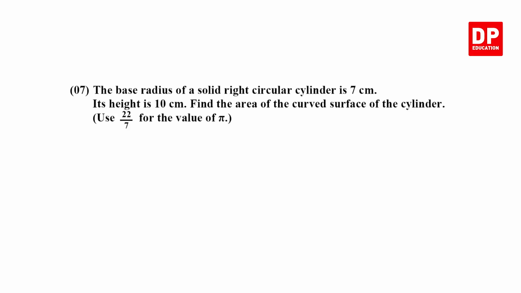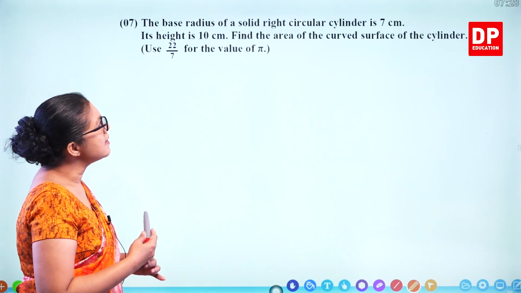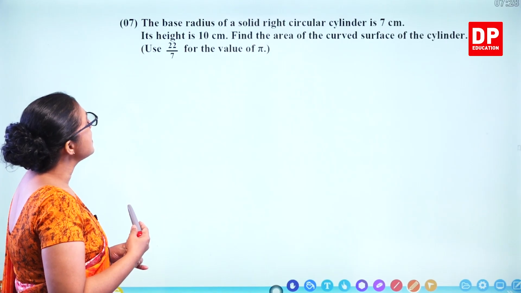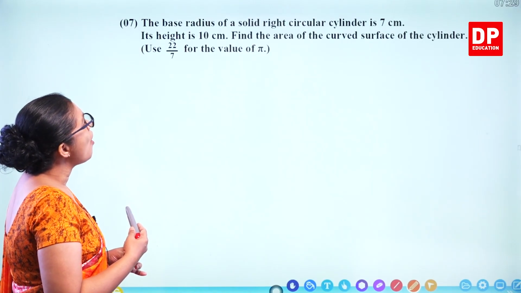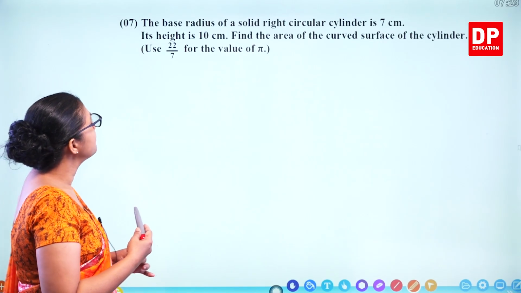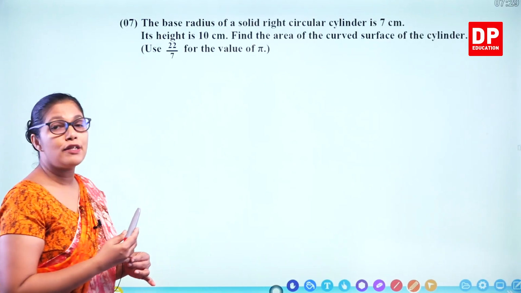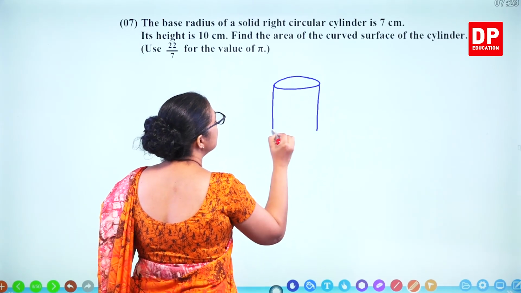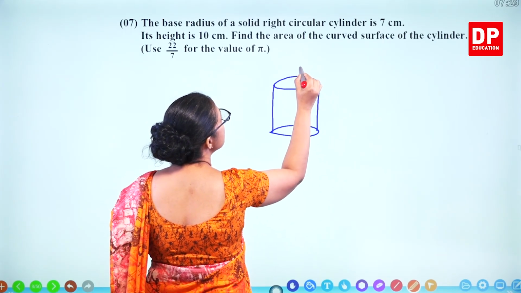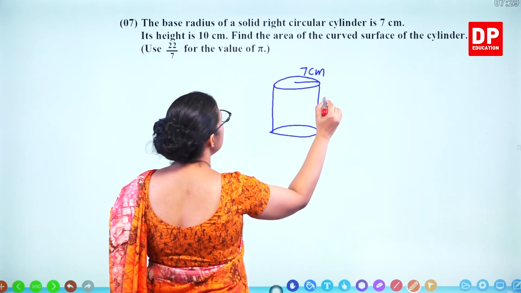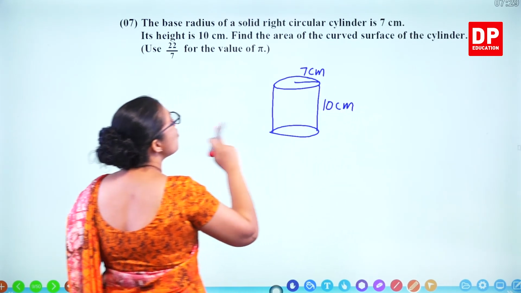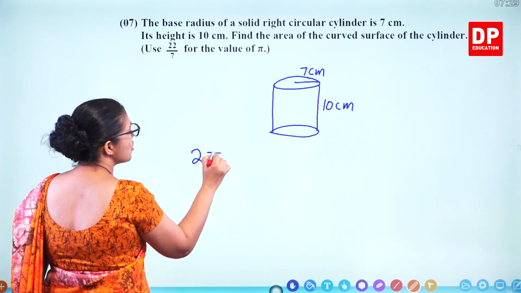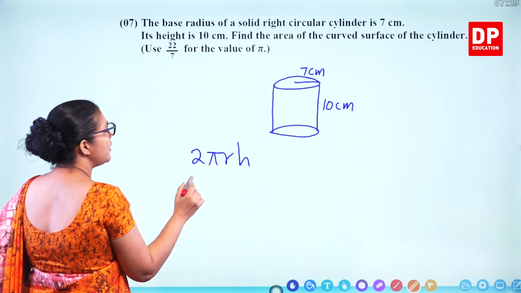Question number 7. The base radius of a solid right circular cylinder is 7 centimeters. Its height is 10 centimeters. Find the area of the curved surface of the cylinder. Use 22/7 for the value of pi. If it's a cylinder, it says base radius is 7 and the height is 10 centimeters. So what's the curved surface of a cylinder? 2 pi RH. Now substitute the values.